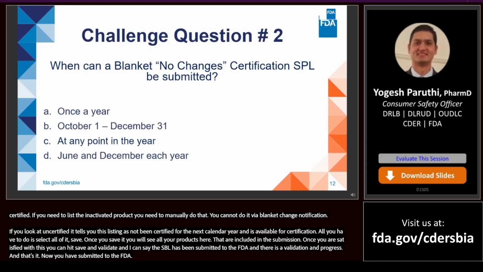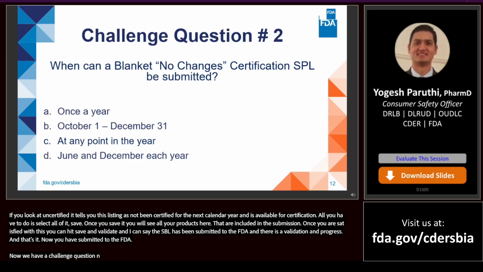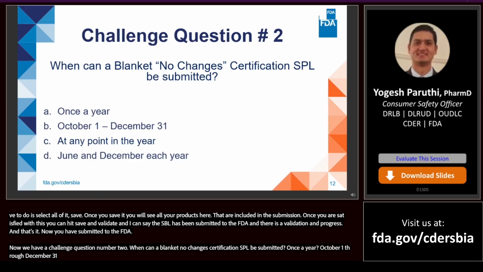Now we have a challenge question, and this is our challenge question number 2. When can a blanket no changes certification SPL be submitted? Is it A, once a year, B, October 1st through December 31st, C, at any point in the year, or D, June and December each year? If you guessed October 1st through December 31st, you are correct.